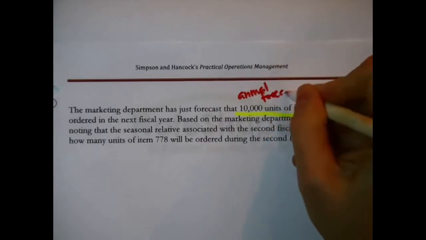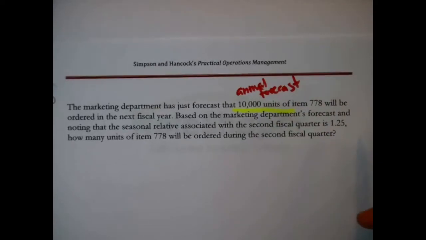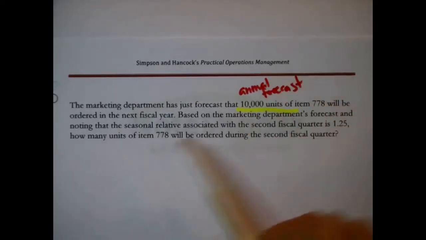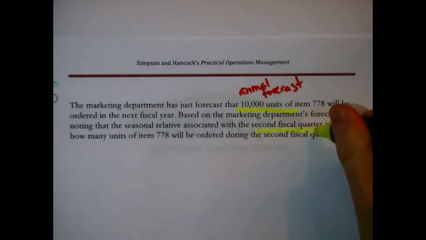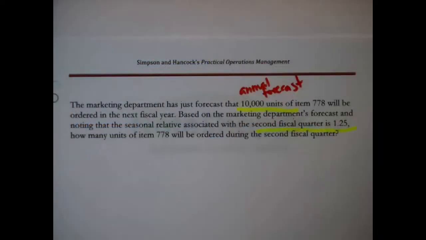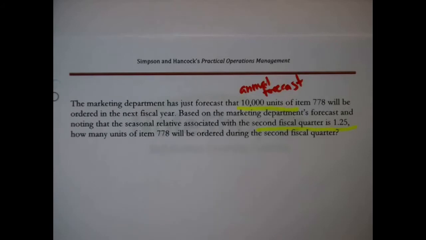I'm just writing a note here to self. Okay, so they have a forecast for the entire year. Based on the marketing department's forecast and noting that the seasonal relative, the seasonal index number associated with the second fiscal quarter is 1.25, how many units of item 778 will be ordered in the second fiscal quarter?